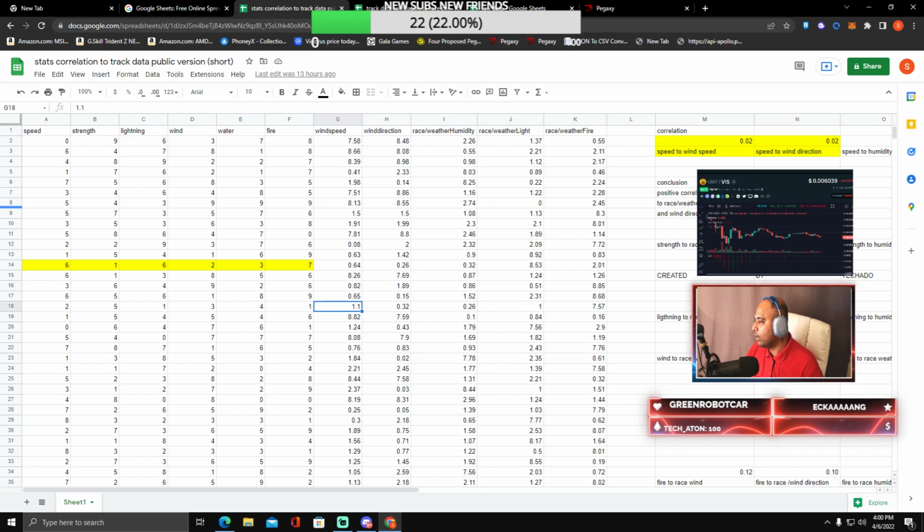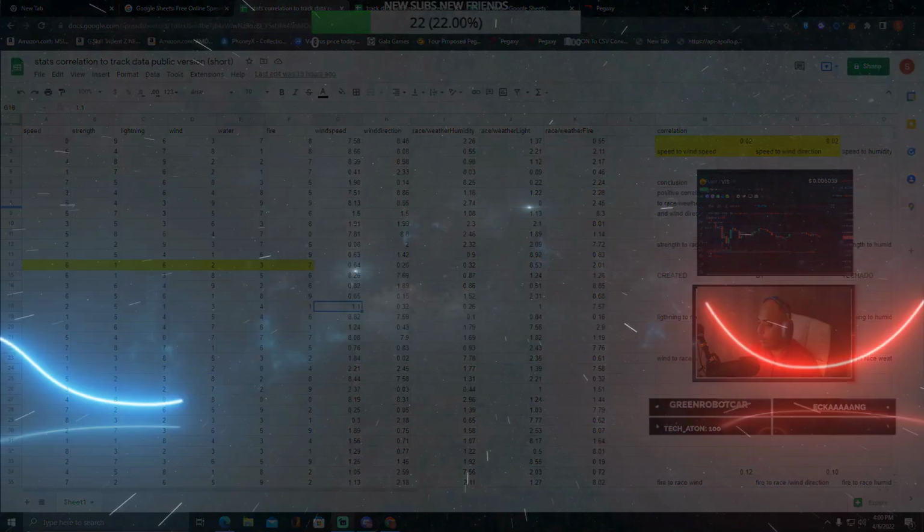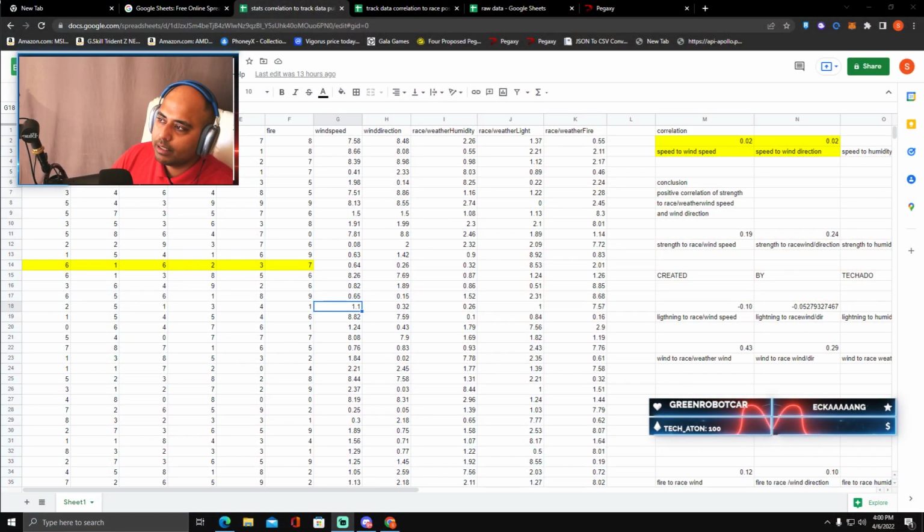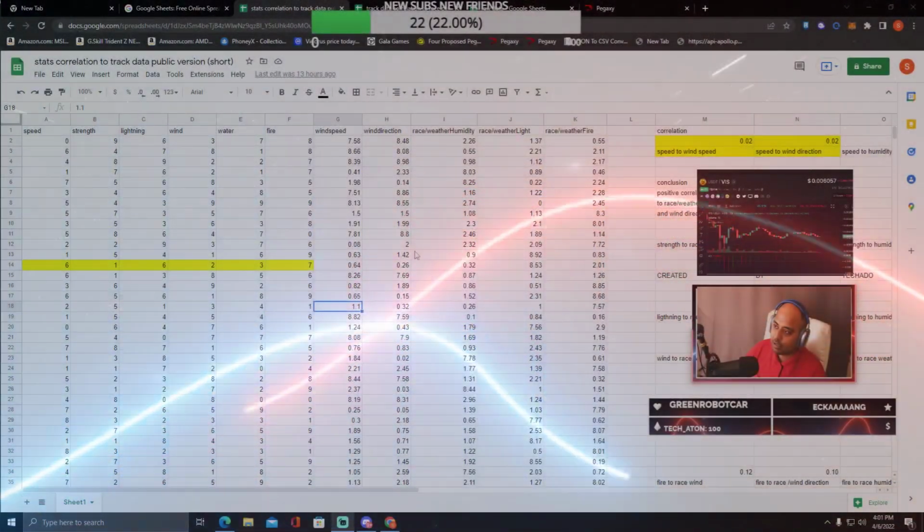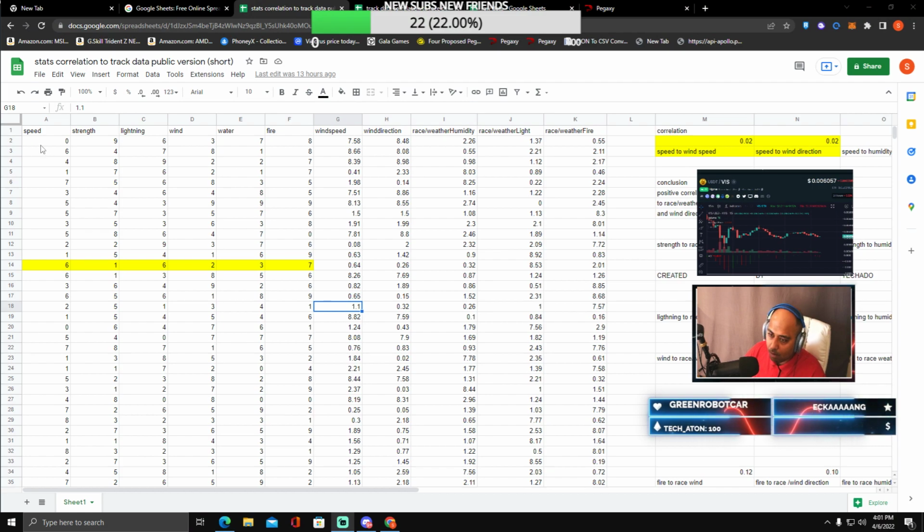And we are going to head over to the stream recording. Now, in this stat, again, I have to go to this scene. I don't know why this doesn't fit. But anyways, in this stat, we are going to compare speed, strength, lightning, wind, water, fire, against the tracks: wind speed, wind direction, weather humidity, weather lightning, and weather fire.